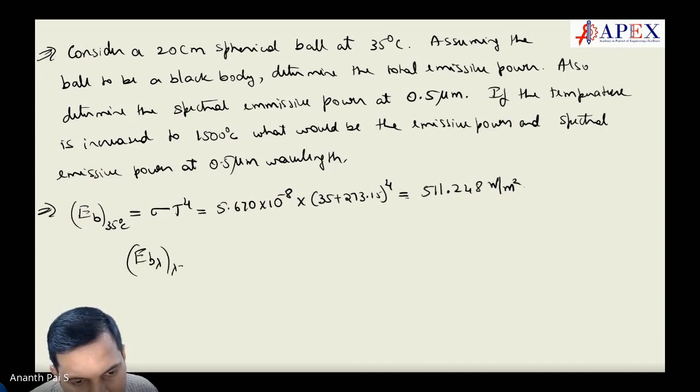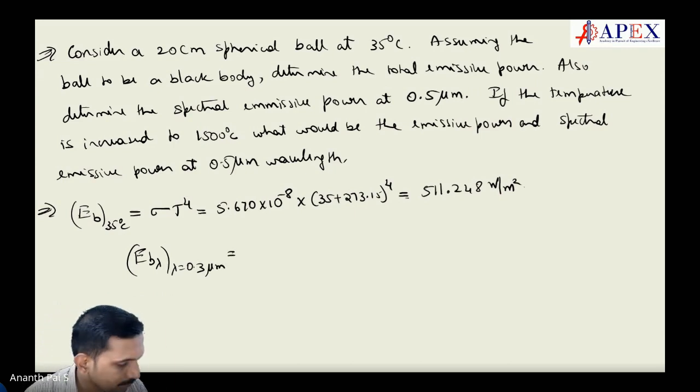So now, next, what is E_b at lambda equal to 0.3 micrometer? Tell me, what is that? How do you find that? Use Planck's law. What is Planck's law? Substitute and get it.